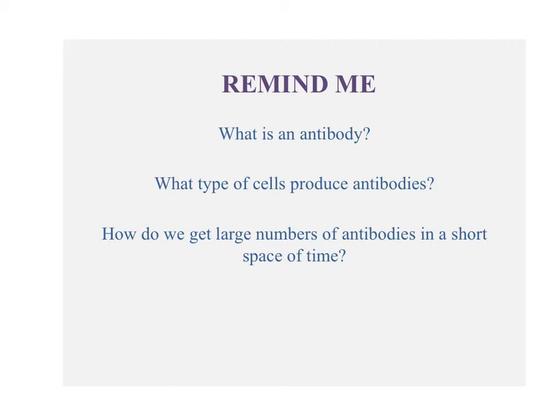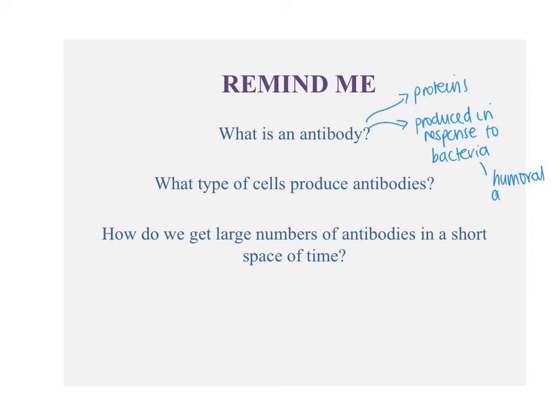So what you should have said for what is an antibody? From last lesson, we know that antibodies are proteins and they are produced in response to pathogens. Now, specifically, we are talking about bacteria because we're focusing on the humoral immune response when we're talking about antibodies. Now, the type of cells that produce antibodies is the B cell, specifically plasma cells.